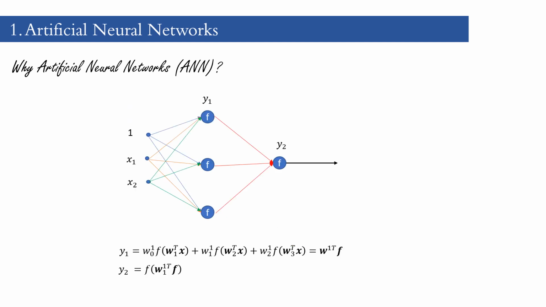The above process can be represented graphically as shown. We have a set of inputs x, then we apply the function f 3 times to different combinations of the input. Finally, we combine the outputs of the three functions in different proportions and apply the function f again to get the final output y. This forms a simple neural network.